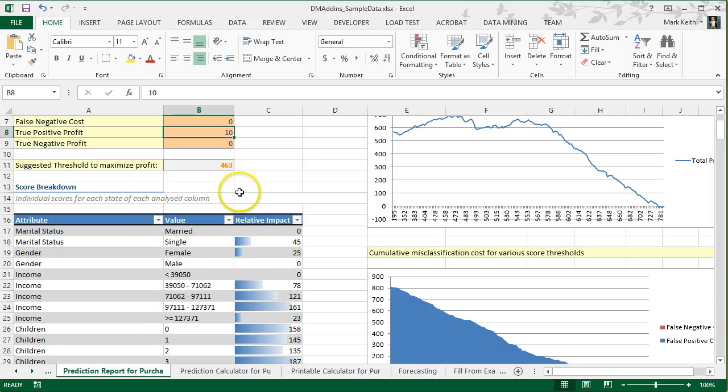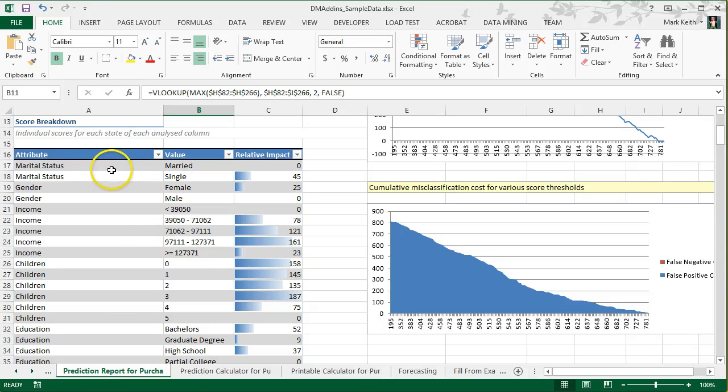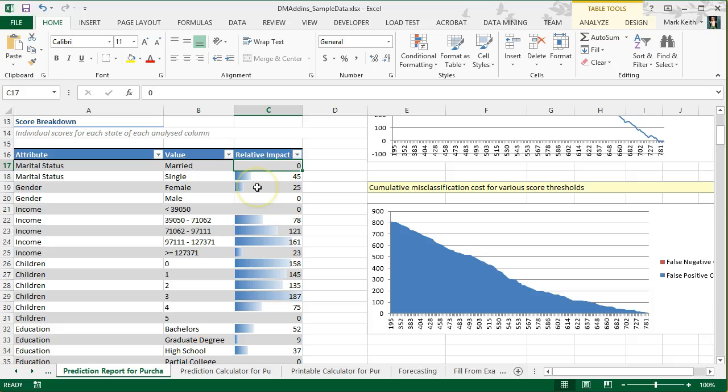So what this does is it provides, based on the key influencers report and the beta coefficients that it came up with, some threshold and says, okay, this is a score that each person would need to achieve in order for us to predict that yes, they would buy a bike. And what we have down here are a list of attributes and the score for each attribute. So if they're married, they're not likely to buy a bike. Therefore, the relative impact is 0.